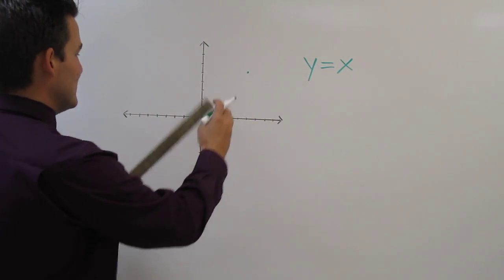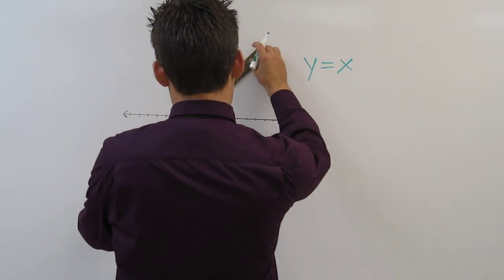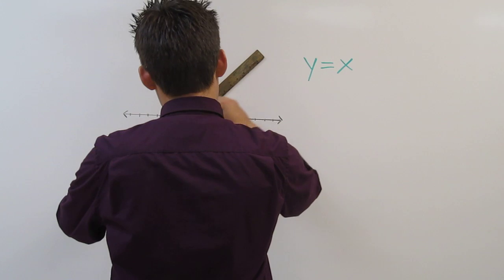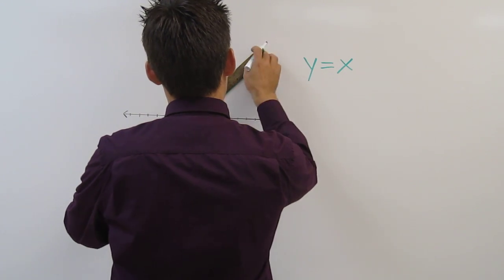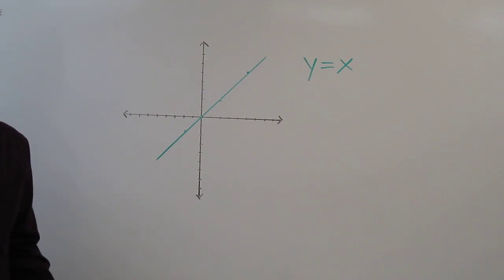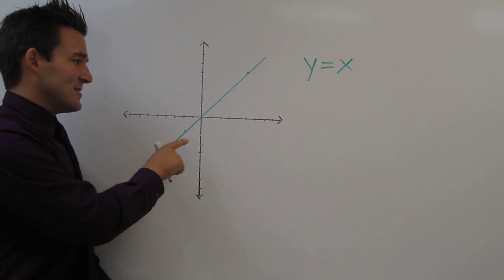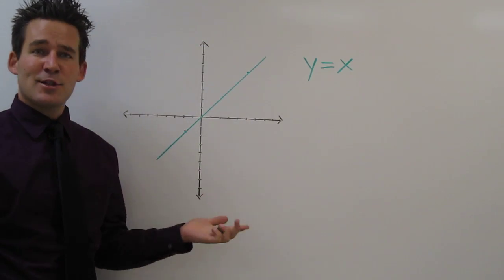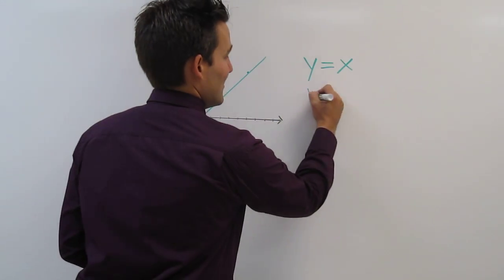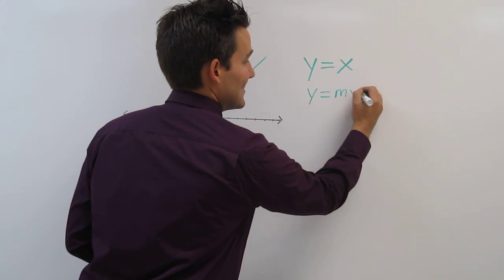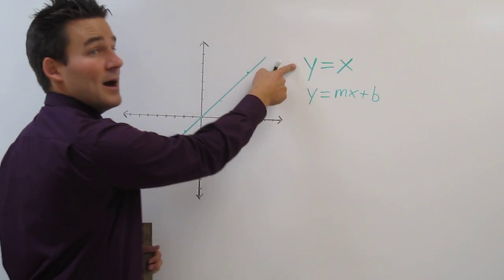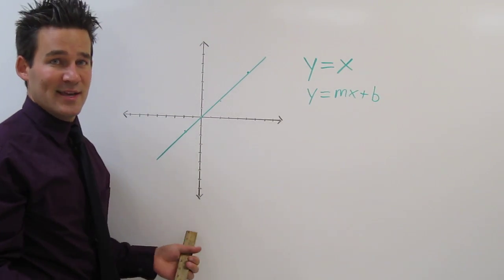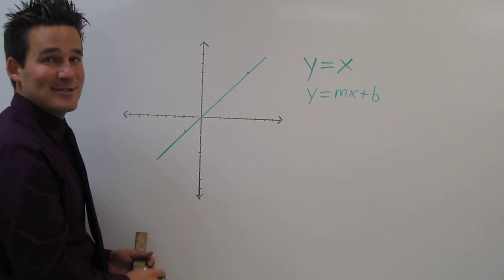When we graph this, we can see it creates a line, and the line has a slope of 1. That's consistent if we think of this as slope-intercept form. Y equals mx plus b. Up here, the slope is 1, and the y-intercept b is 0. So that's why we have this line.